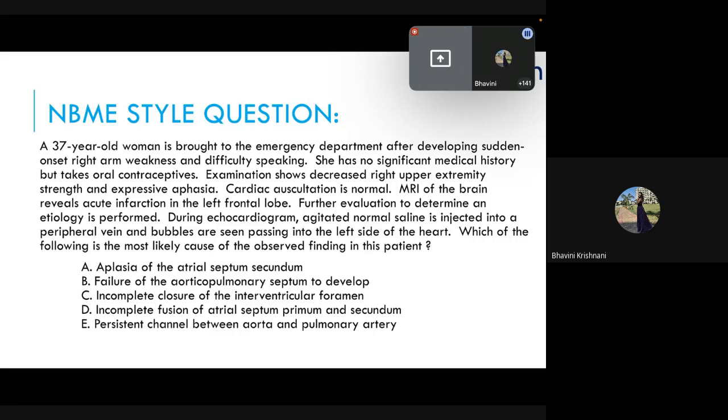During ECG, agitated normal saline is injected into a peripheral vein and bubbles are seen passing into the left side of the heart. Which of the following is the most likely cause of the observed finding in this patient? Okay, perfect. Before discussing this MCQ, when do we use bubble study and what is bubble study? Let's discuss that, okay?